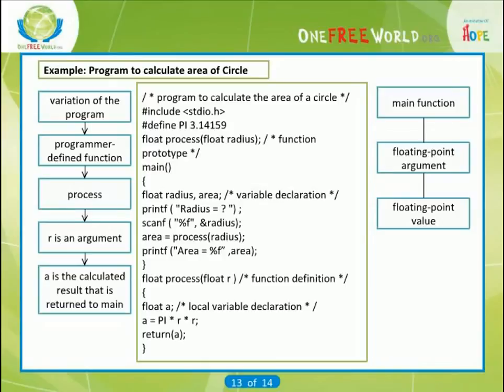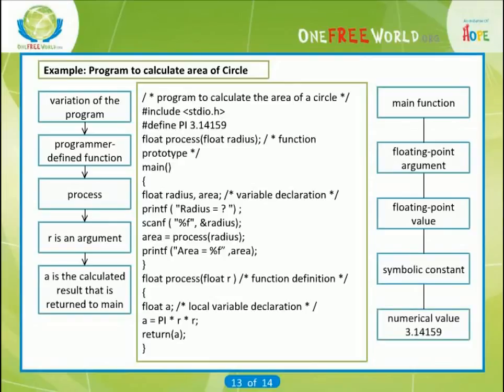This program also contains a symbolic constant, pr, that represents the numerical value 3.14159. This is a form of shorthand that exists for the programmer's convenience. When the program is actually compiled, the symbolic constant will automatically be replaced by its equivalent numerical value. When this program is executed, it behaves in the same manner as the program shown earlier.